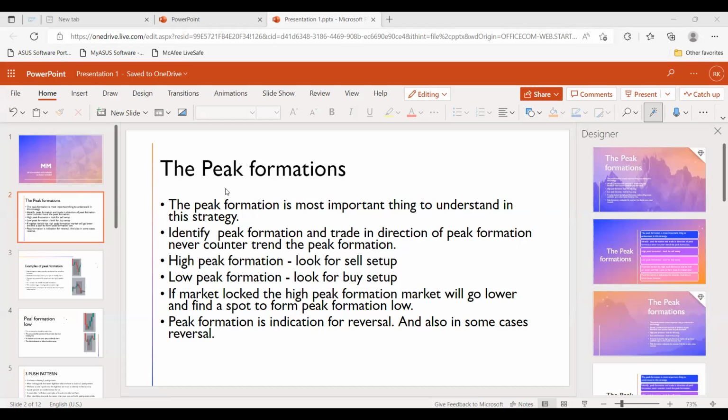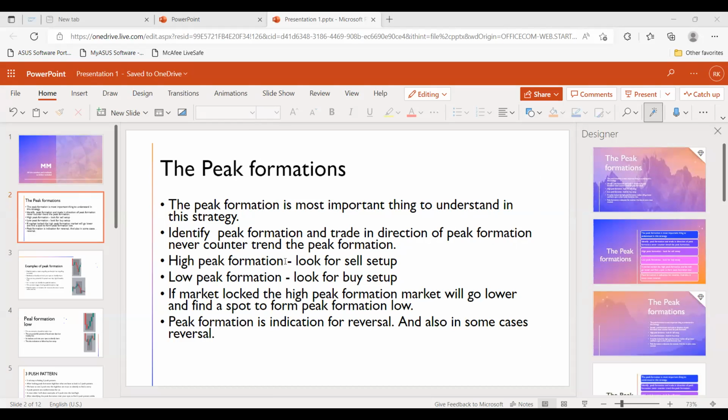Okay, so the first part we are learning about is peak formation, right? Peak formation is the most important thing to understand in this strategy. Identify the peak formation and trade in the direction of peak formation. Never counter trend a peak formation, right? All of you know that if we find a peak formation, we have to trade according to it. Never counter trend it, right?